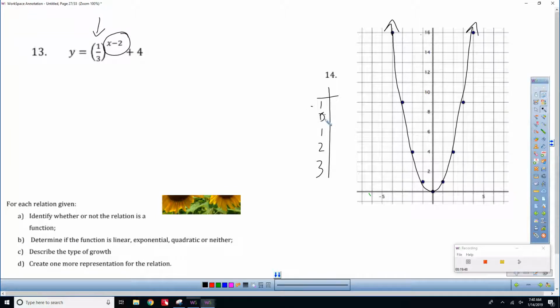All right, let's just look at this as a table. -1 gives you 1. 0 is 0. 1 is 1. 2 is 4. 3 is 9. This is definitely y equals x squared.